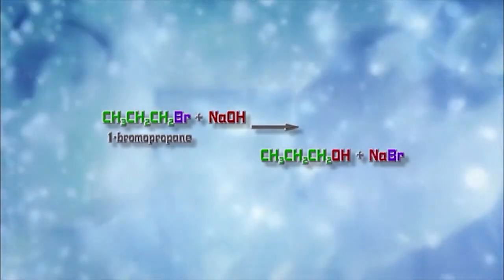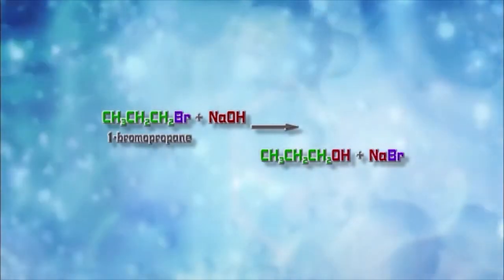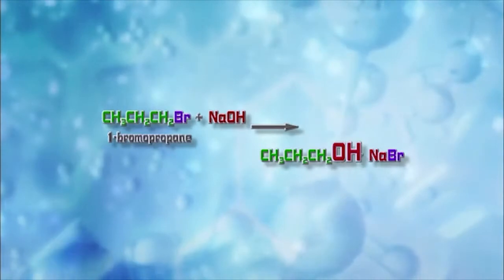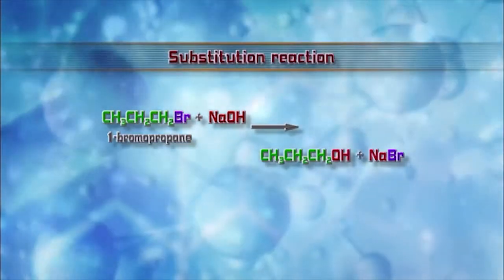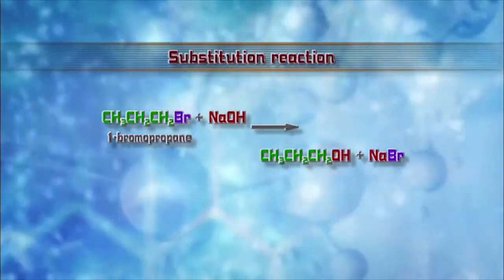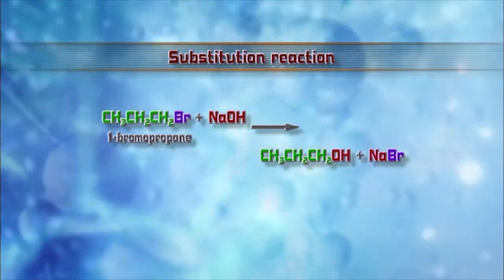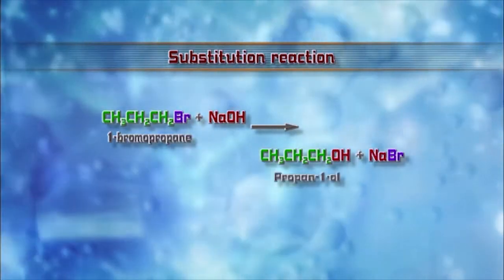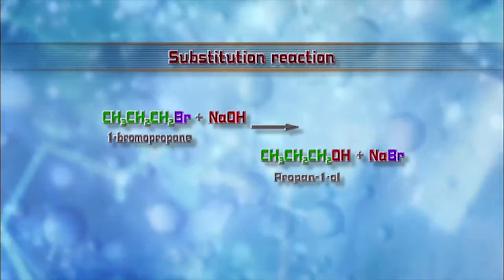In this example, the bromine atom in the haloalkane is simply displaced by a hydroxyl group, hence a substitution reaction. Propanol is formed after the displacement of the bromine atom.